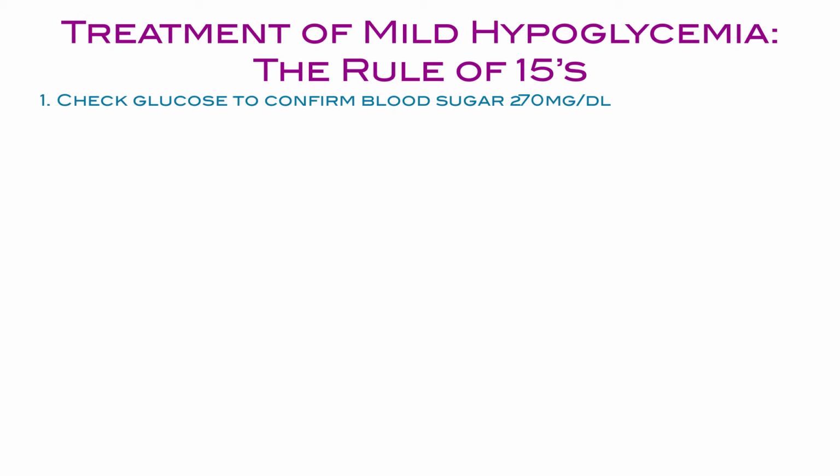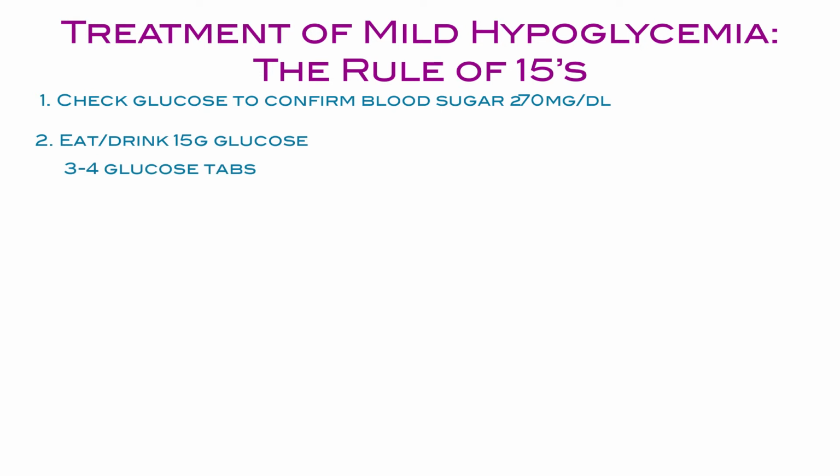In order to treat hypoglycemia, we use the rule of 15s, consuming 15 grams of carbs every 15 minutes and then rechecking blood glucose levels. Check glucose to confirm blood sugar is less than 70 milligrams a deciliter. Eat or drink 15 grams of glucose.